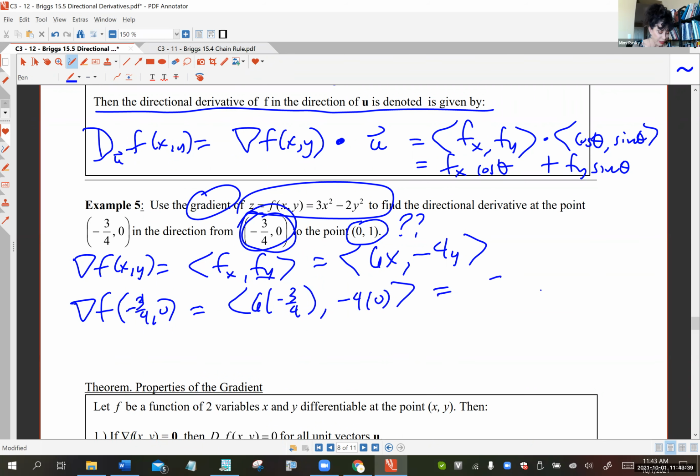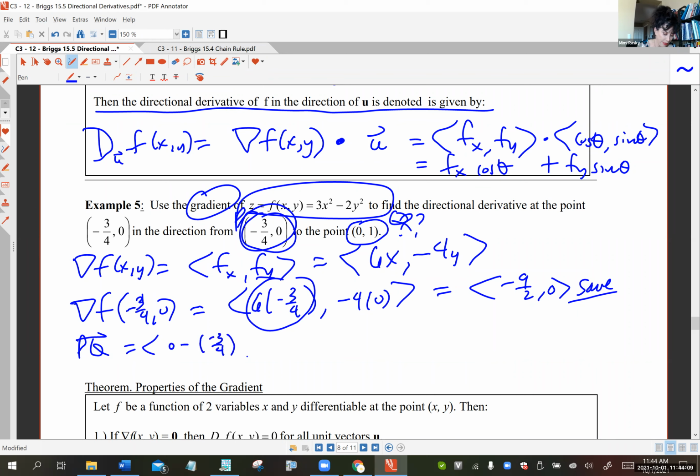And the second component is 0. This is going to reduce to, what is it going to reduce to? I think it's going to reduce to negative 9/2. Okay, save that for later. Now I've got to go get the direction vector. So let's do PQ, where P is negative 3/4, 0, and Q is 0, 1. Terminal minus initial. So I get my direction is 3/4, 1.